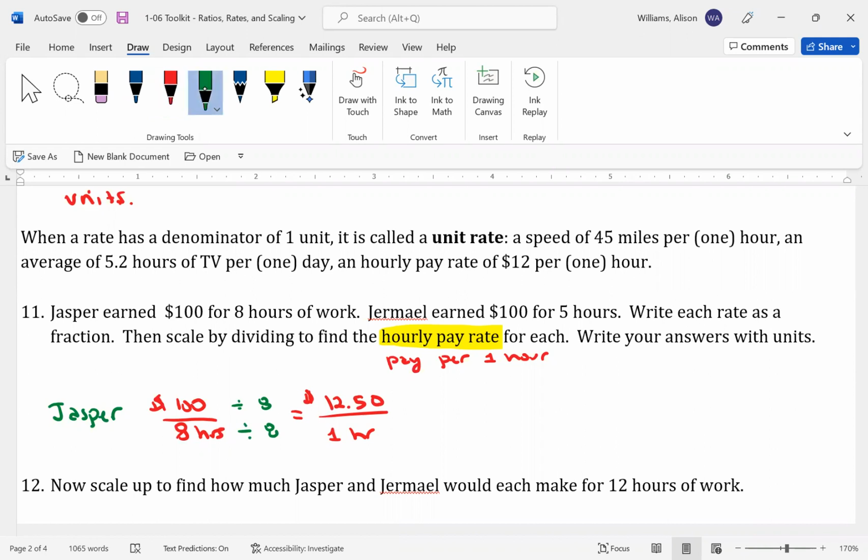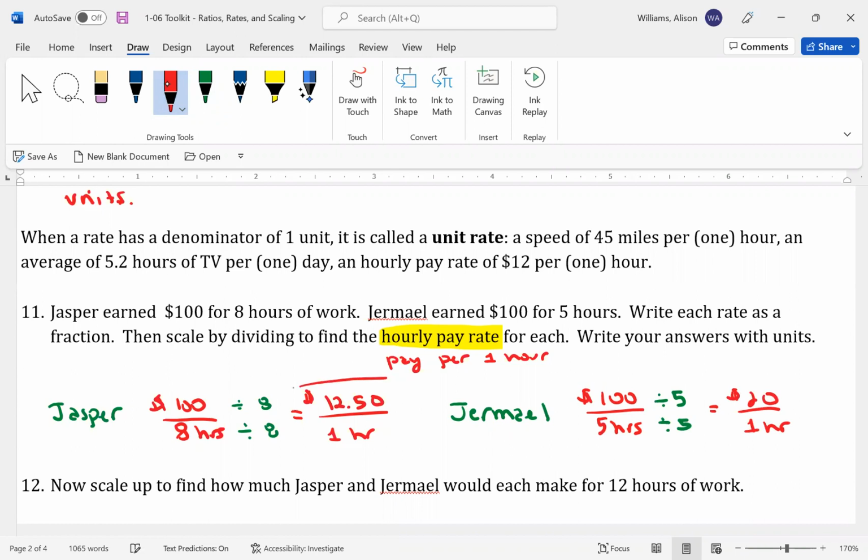Okay, so let's compare that to Jermail. I'm hoping I'm saying that right. That's $100 for 5 hours. So this time I'm going to divide by 5 because I want to get that denominator to be a 1. So that's 1 hour, and 100 divided by 5 is 20. So Jermail makes $20 per hour. So that is the comparison of their 2 pay rates.